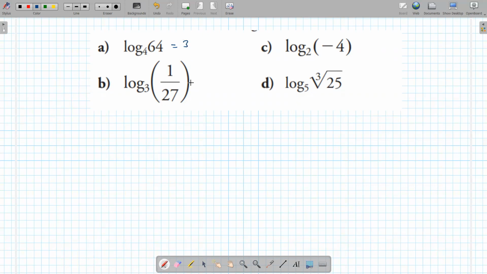3 to the power of something is 1 over 27. Let's say that thing is x. So 3 to the power of x is equal to 1 over 27. How do we solve this for x? Or what is the answer? If you see it, you see it.